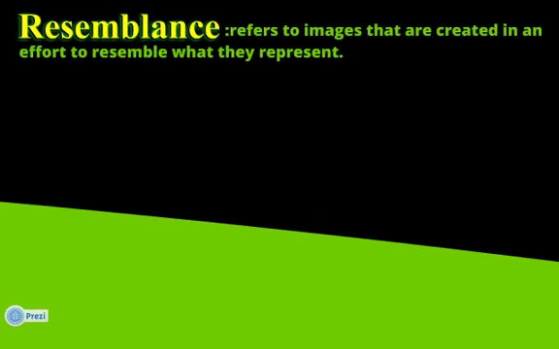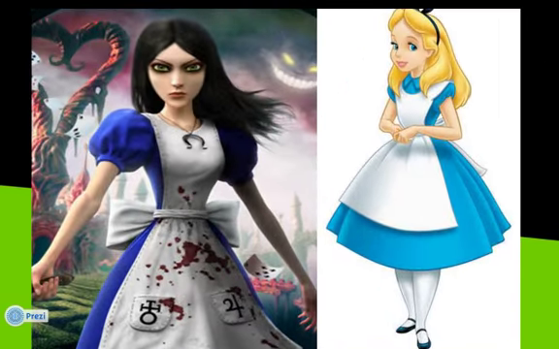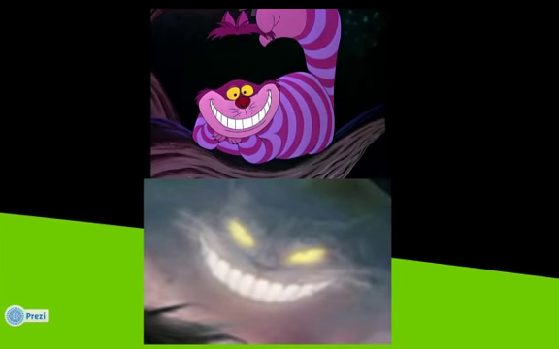Resemblance refers to images that are created in an effort to resemble what they represent. Here, Alice from Alice: Madness Returns is donning a blue dress with a white apron, just like Alice from the Disney films. The Cheshire Cat from Alice: Madness Returns has the same glowing eyes and the same wide, teeth-filled grin as the Cheshire Cat from the Disney films.